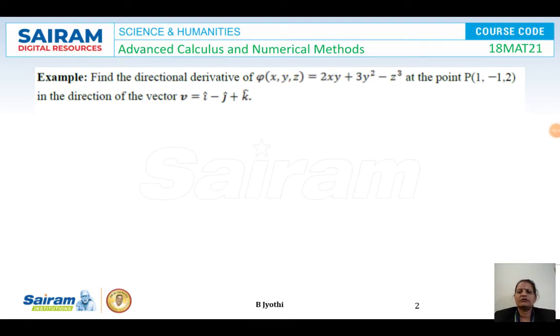First problem: find the directional derivative of phi of xyz equal to 2xy plus 3y square minus z cube at the point P of (1, -1, 2) in the direction of the vector v equal to i minus j plus k.